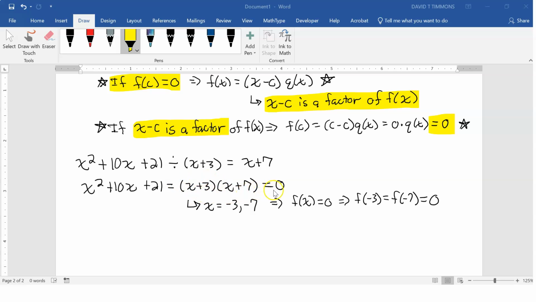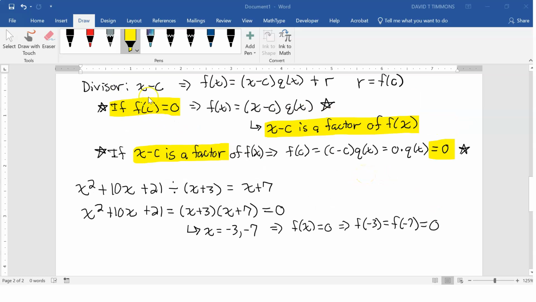And if we were to solve this equation, or find the roots of the equation when we set f of x equal to 0, well, in factored form, the roots are clearly minus 3 and minus 7. And those are the values for which f of x would equal 0, right? So f of c in this case, whether it be minus 3 or minus 7, would both be 0.